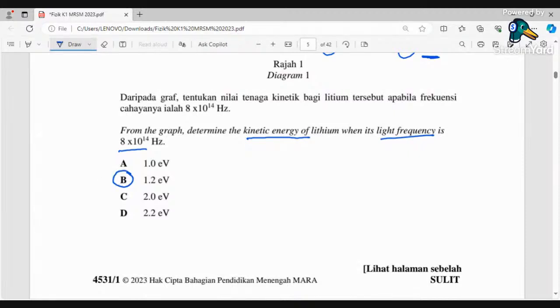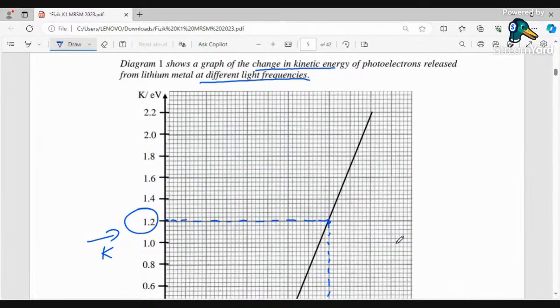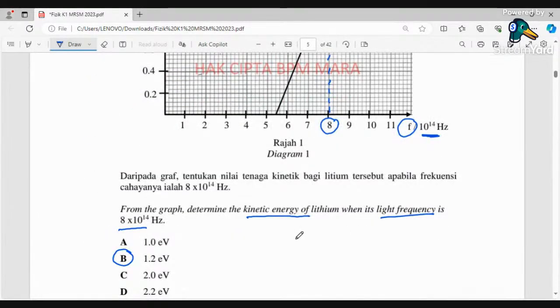No need to go and calculate everything, the gradient of that. You're wasting your time. So you just look at the title. The question wants you to find the value of kinetic energy when frequency is given. So it's a very straightforward question. Ini hanyalah soalan interpolation of graph.